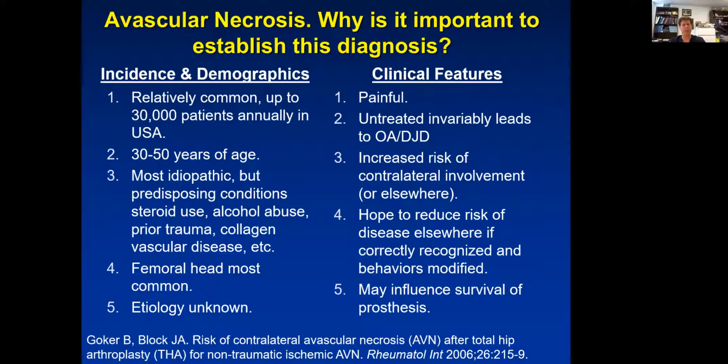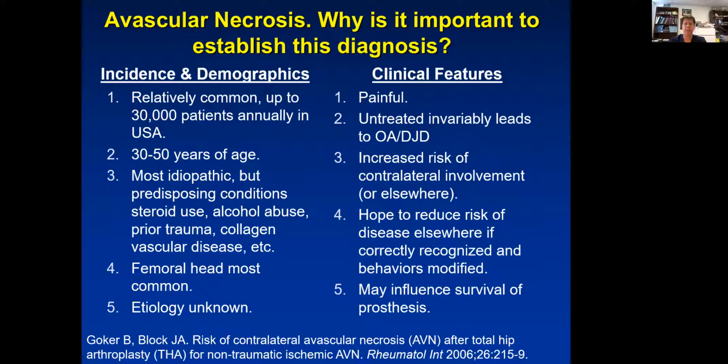From a clinical standpoint, these patients generally have pain related to the joint affected. And I've mentioned this earlier, untreated, invariably, AVN leads to osteoarthritis, DJD. We also know that there's an increased risk of contralateral involvement. That is, if you have it in one hip, you're at increased risk of developing it in the opposite hip, and not just restricted to the contralateral hip, but also in other places as well. This risk can be as high as 50 to 60% in studies where there's been significant follow-up.